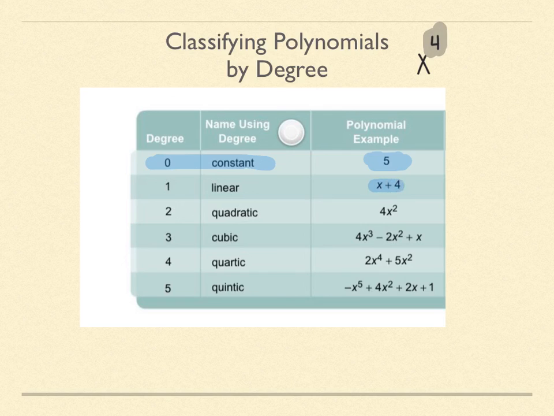If we have an x with no power above it, but we have that x, it would be like x to the power of 1, so our degree would be 1. And we would name this as linear. If we have an x squared, our degree would be 2, and it would be a quadratic. If we have an x cubed, our power is 3, and it's cubic. x to the 4, it would be quartic. And x to the 5th would be quintic.